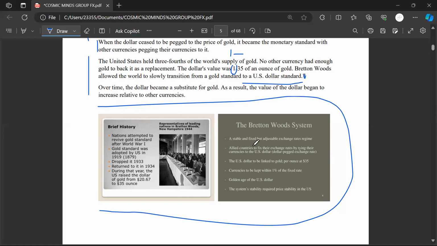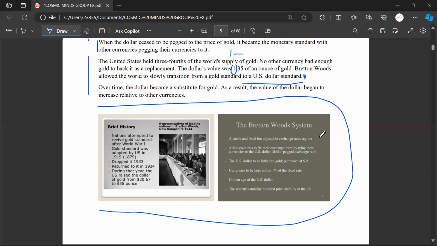Now, the Bretton Woods system is, in fact, a stable and fixed but adjustable exchange rate regime. That's what they do. Their main purpose is to work on what? Exchange rates, right? Every country or central bank of that country is in charge of what? Their monetary policies, drawing the monetary policies for that country. So that is what they do, right?